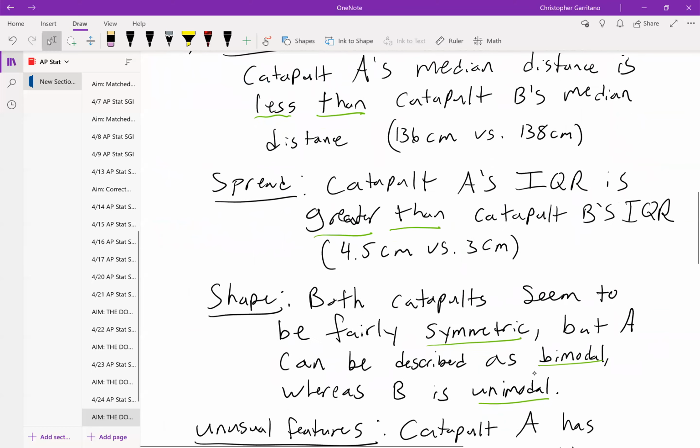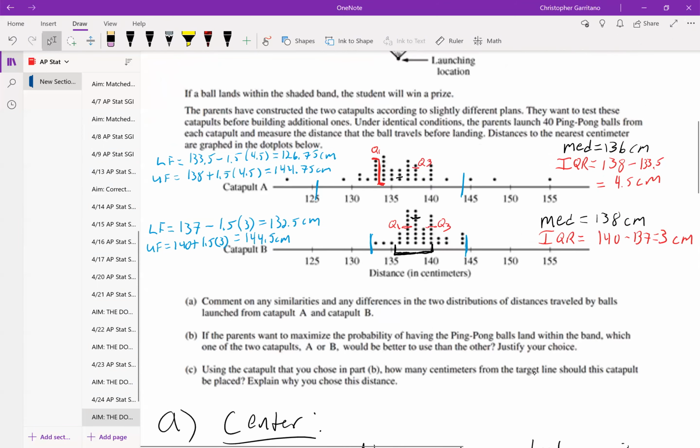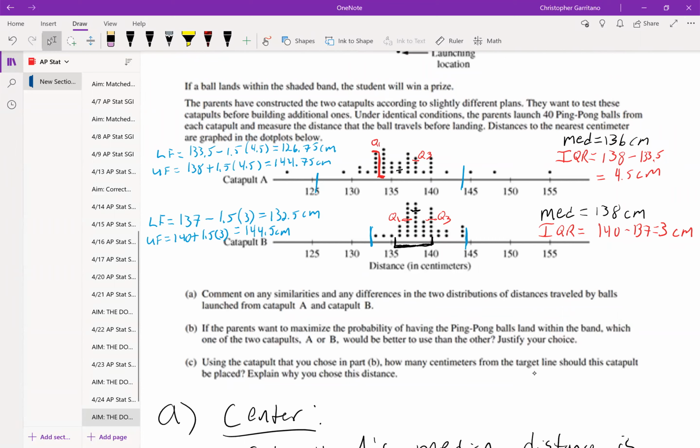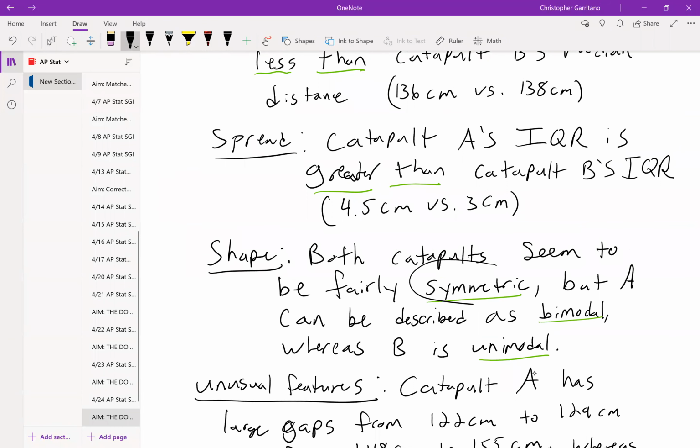Anyway, I went on and I said that both catapults seem to be fairly symmetric, but A can be described as bimodal, whereas B can be described as unimodal. My interpretation was that A was bimodal. I saw a hump up here and then one over here. So that's where I'm getting my bimodal argument. But if you said unimodal, it probably would have been fine. Notice that I touched upon two pieces of information: symmetry or skewness, and modality. So when you're describing the shape, you must describe these two items.